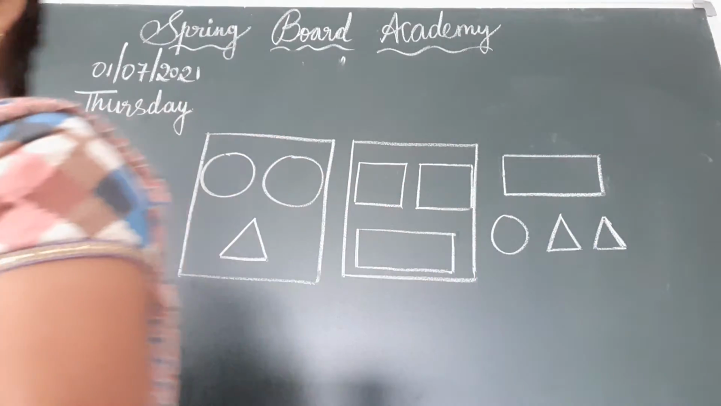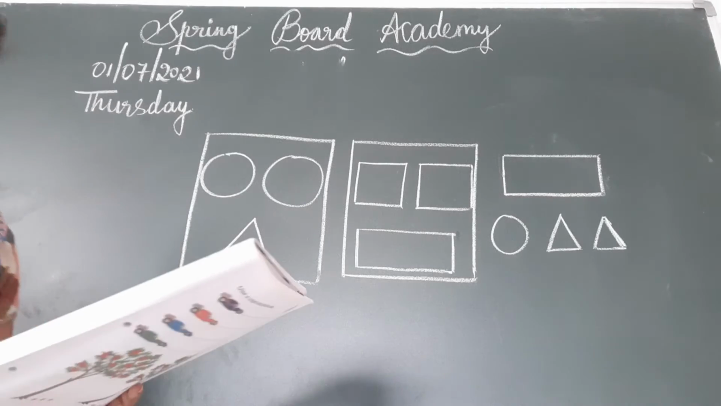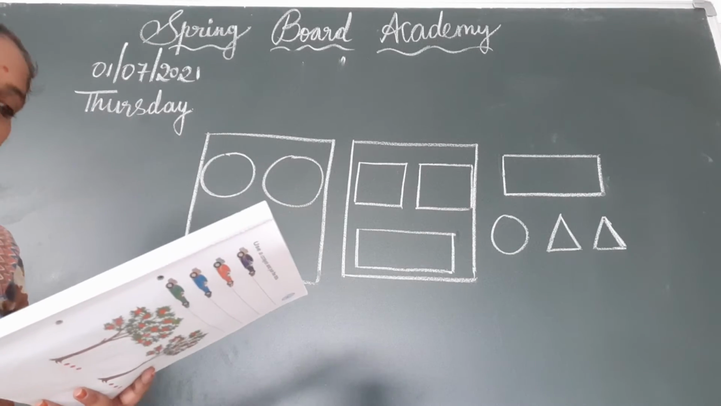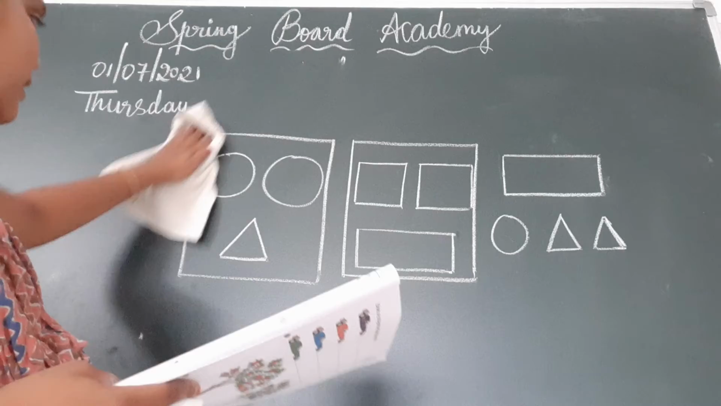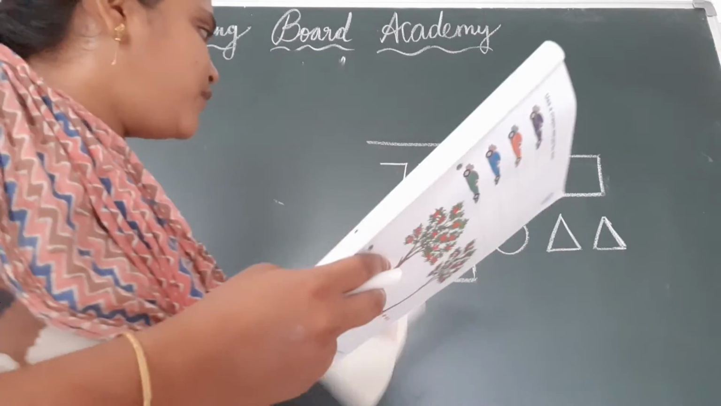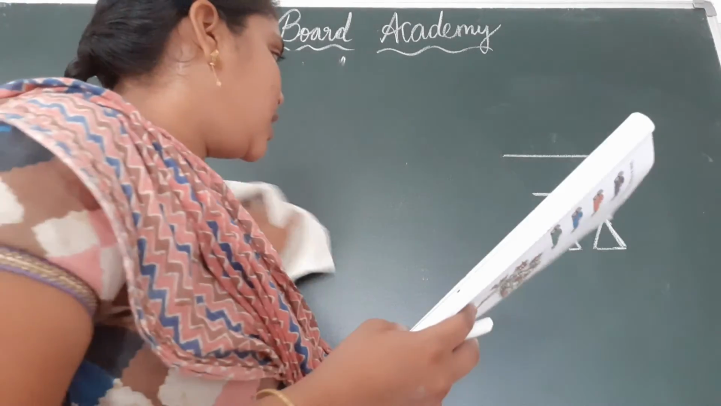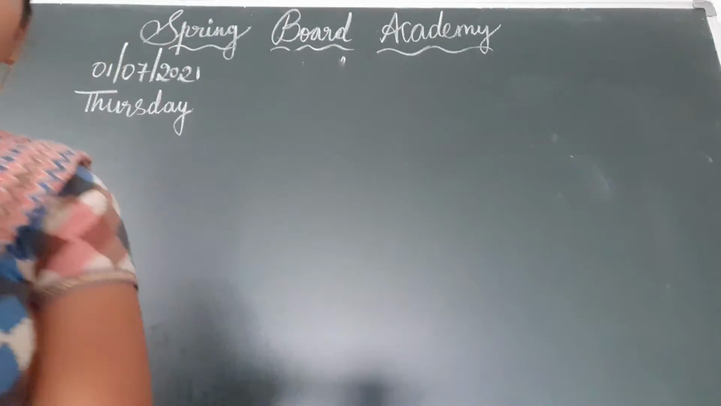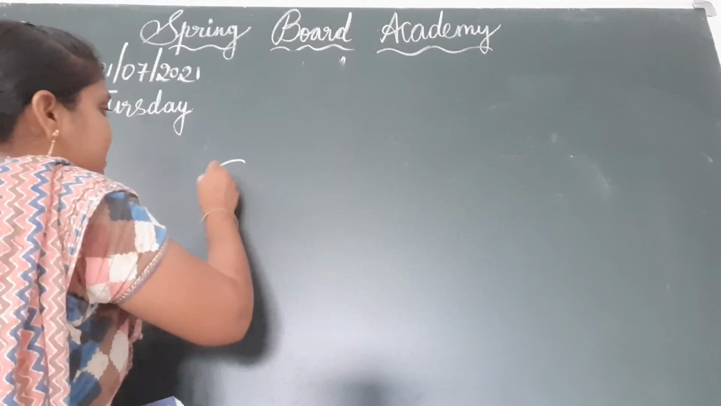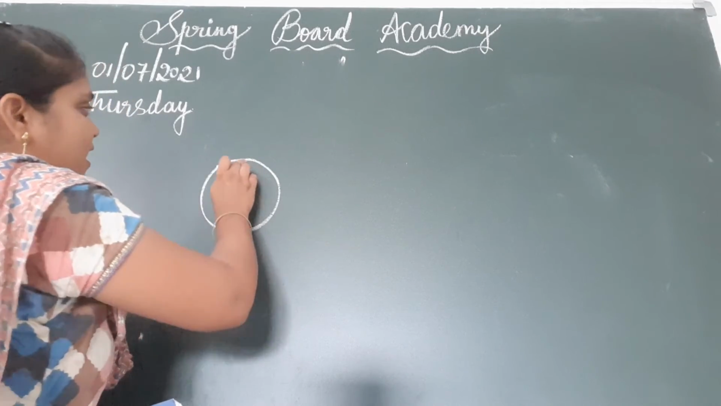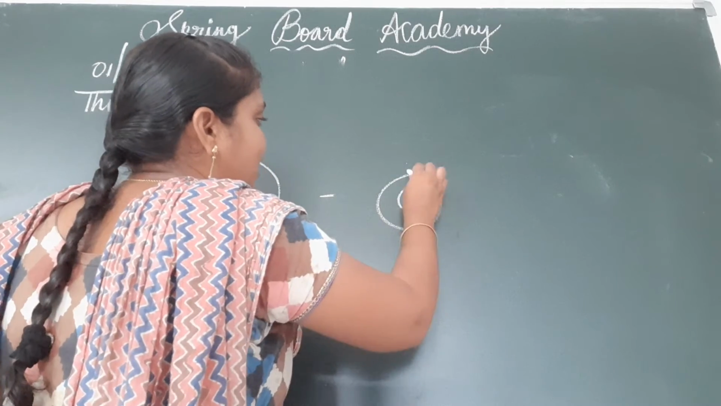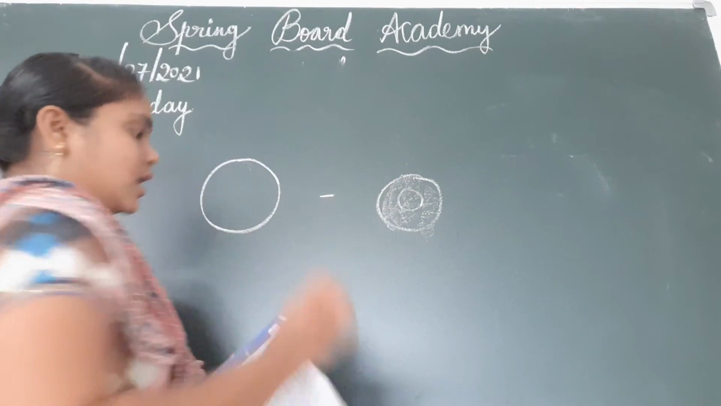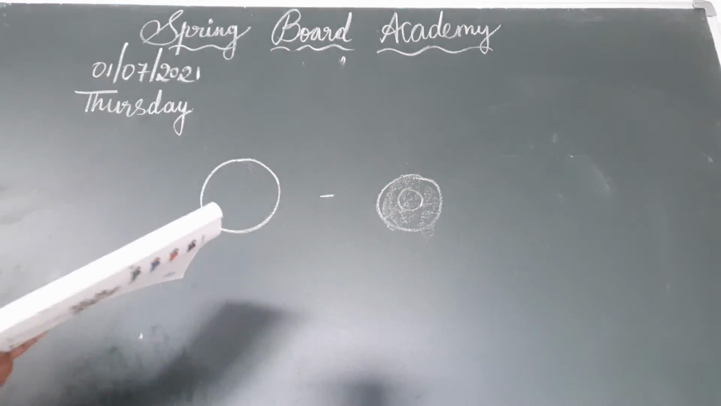Next, fifth one. Color the bubble with the number of sides that each shape has. Okay, what do you have to do, children? First, what is the name of the first shape? Yes, a circle is given. How many sides does a circle have, children? Does a circle have any sides? No. So that means here you have to color 0, using any color.